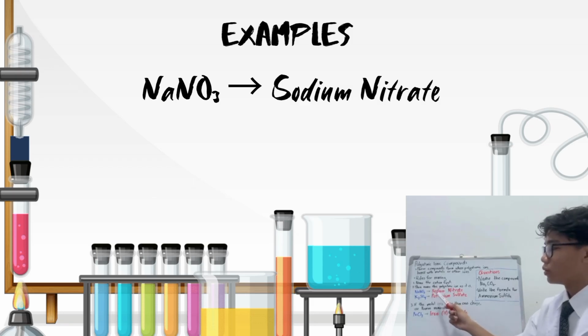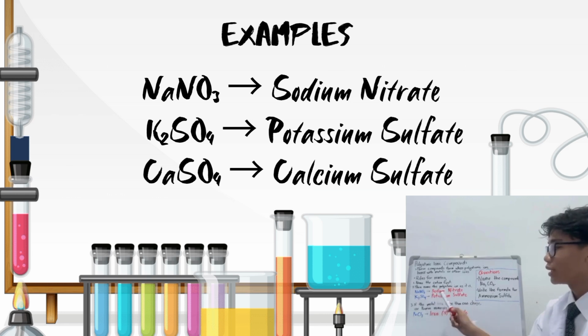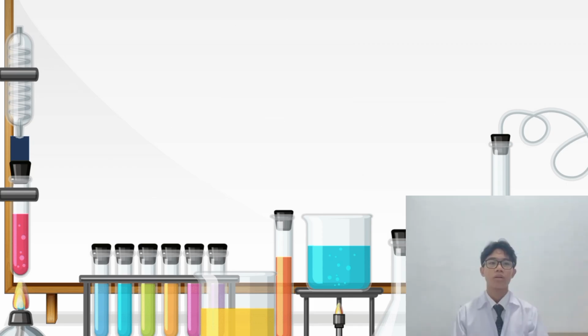So you can see that it is sodium nitrate. For this formula, cation first and then polyatomic ion. So for this formula, potassium sulfate.